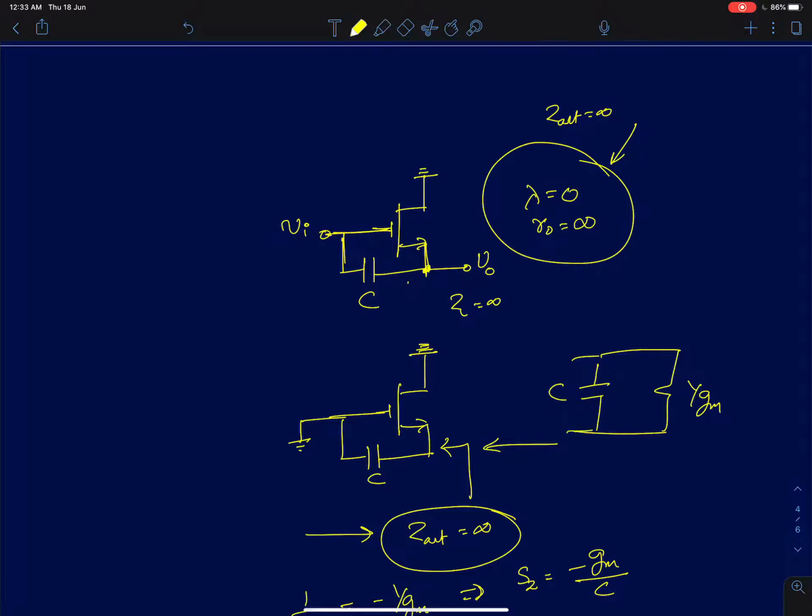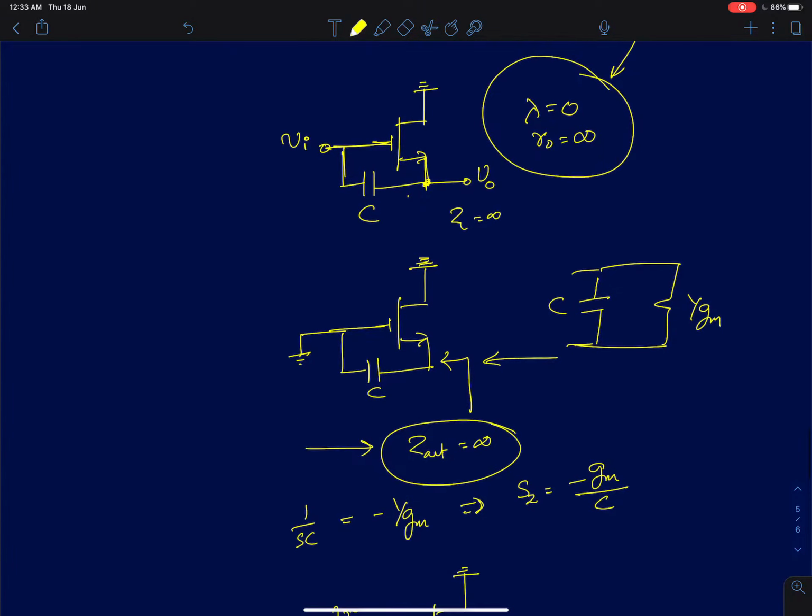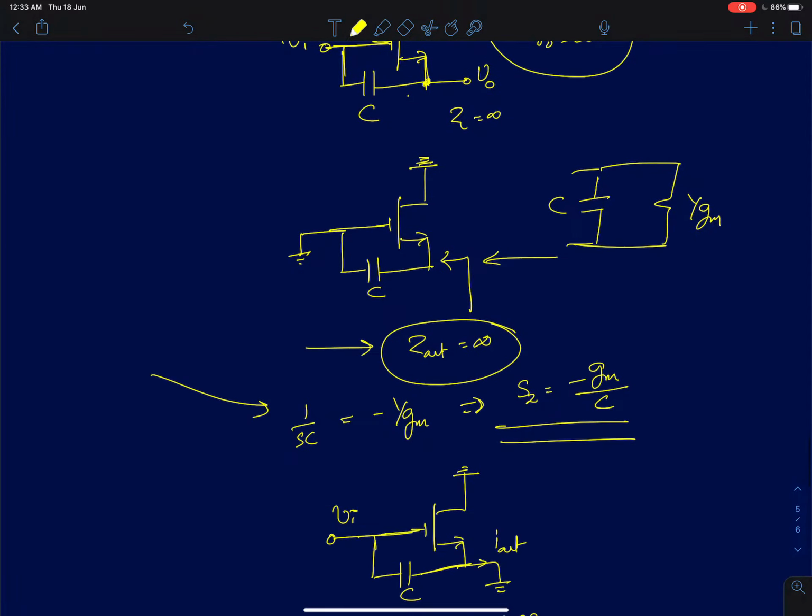If you want to find the pole for this, you'll just have to use this condition: 1 by SC, the impedance of it, should be equal to minus GM. So there is a pole at minus GM by SC. Sorry, this is SP. Pole happens to be at minus GM by C. The question is, is this actually a pole for the circuit?